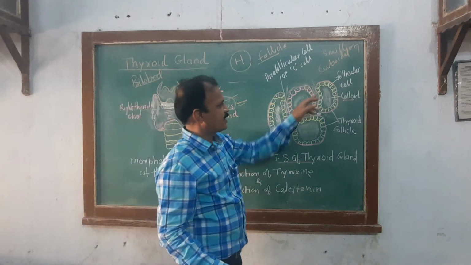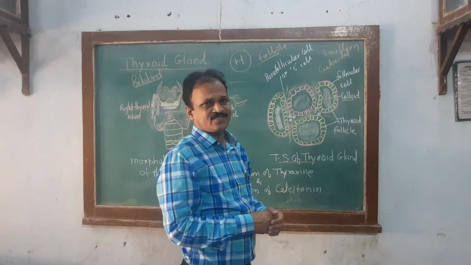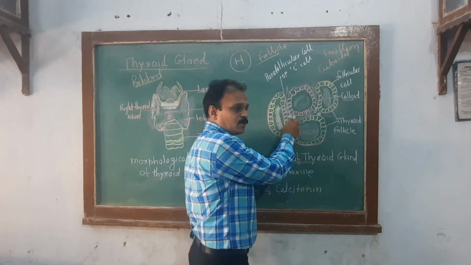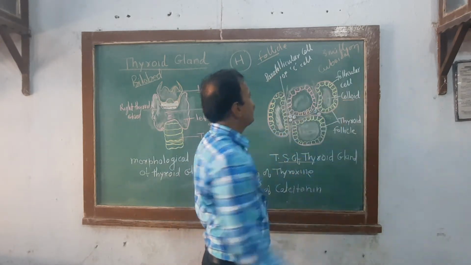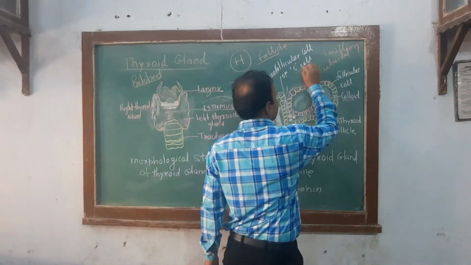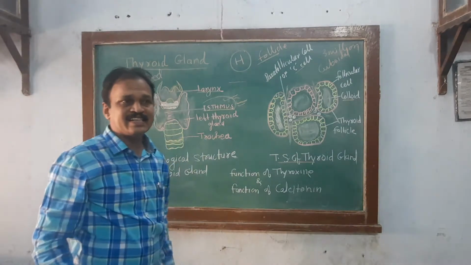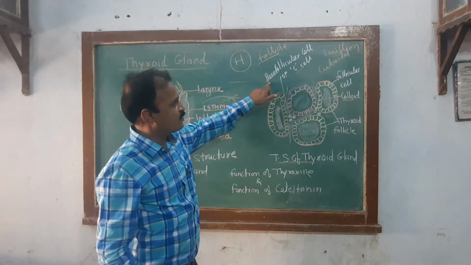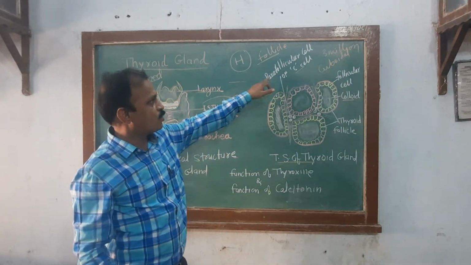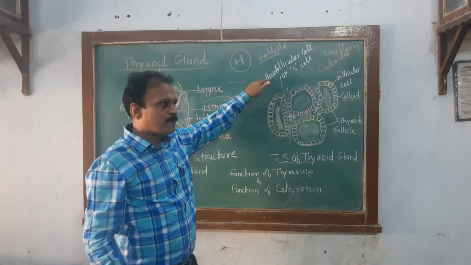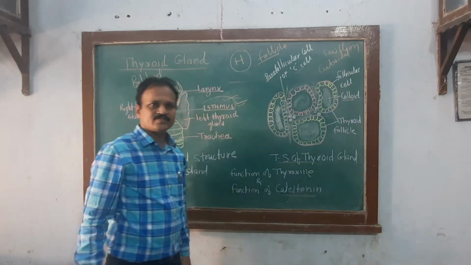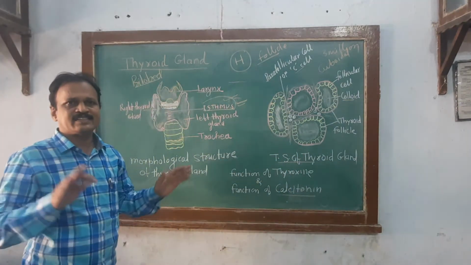Stroma consists of connective tissue. In addition to this, in between the follicles there is another endocrine cell, called a parafollicular cell or C cell, or it is called a clear cell. What is the role of the parafollicular cell? These parafollicular cells secrete calcitonin, also called thyrocalcitonin.